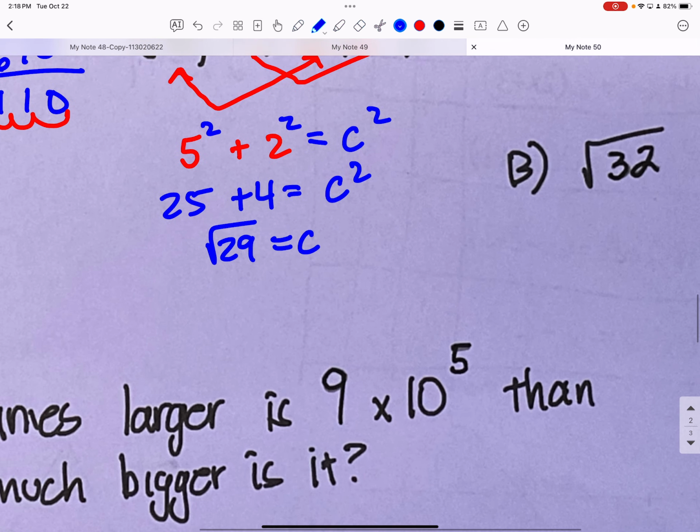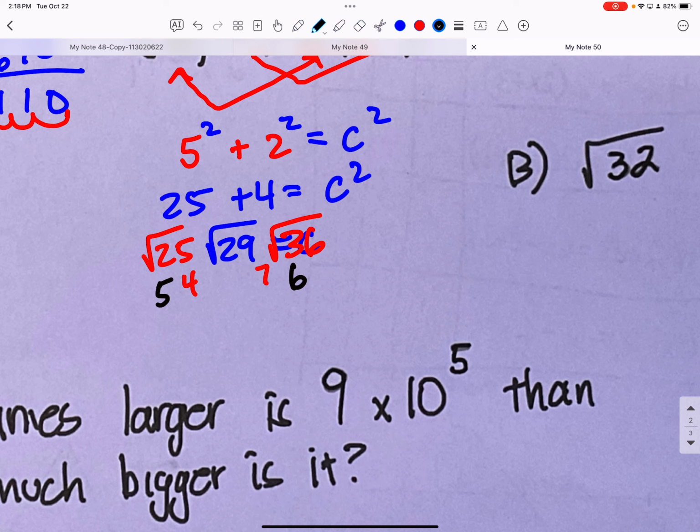Okay, so the square root of 29, I don't know that, but I know the square root of 25, and I know the square root of 36. I'm 4 away from here. I'm 7 away from there. A good guess would be somewhere between, obviously, 5 and 6. It's definitely on this side, probably like 5.3-ish, somewhere in that neighborhood.